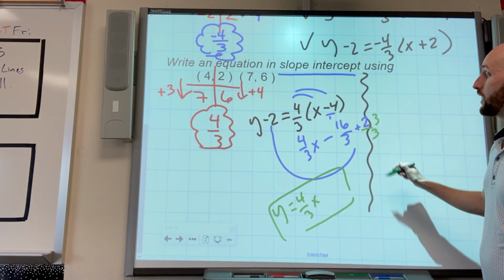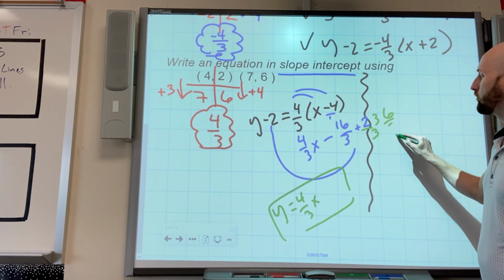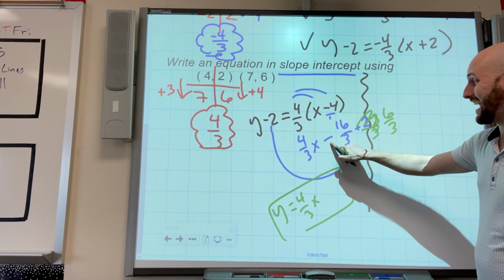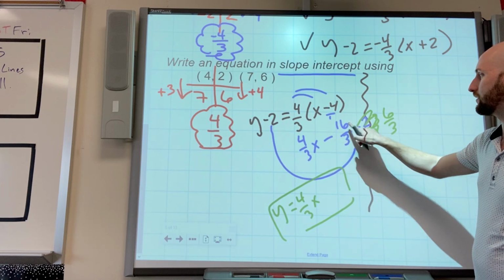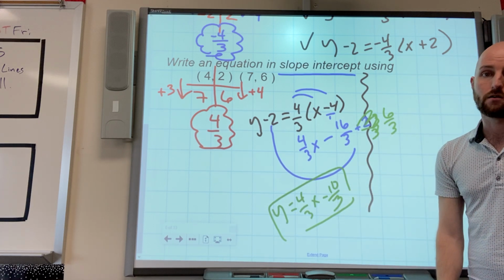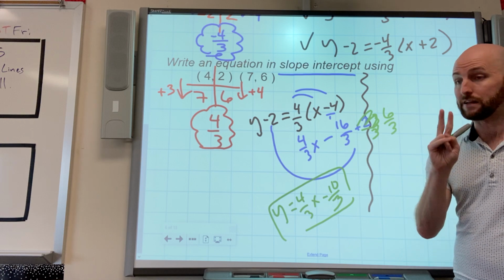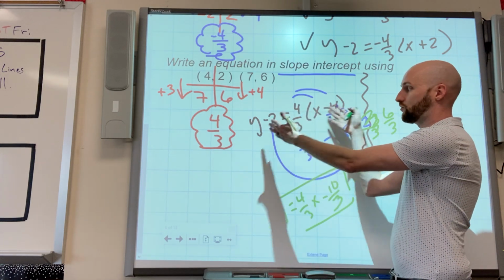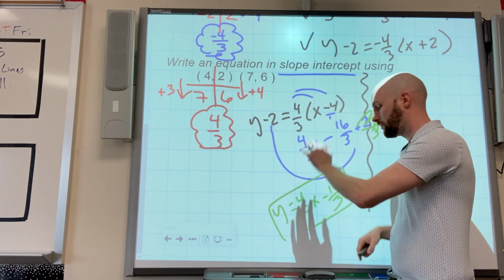So I'm going to figure that out right now. 2 times 3 is 6 over 3. I'm adding a 6 over 3 to a negative 16 over 3. So negative 16 plus 6 is negative 10 over 3. Okay, that's option A. Now option B is still going to give you a fraction, still have to deal with that math, but the option is start here, solve it.